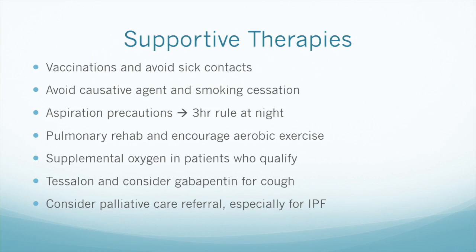Supportive therapies, this is where in primary care you guys can actually help quite a bit. A couple things I think to emphasize would be the importance of aspiration precautions. Every visit for these patients, try to tell them to go to sleep no earlier than 3 hours after dinner, so you minimize any sort of aspiration risk. Provide the vaccinations that are necessary. For symptomatic management of cough, we often consider gabapentin, and often for these patients, we do get palliative care involved.